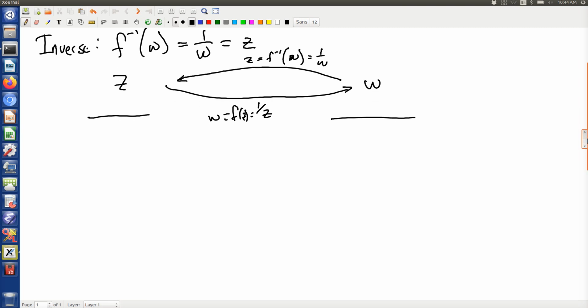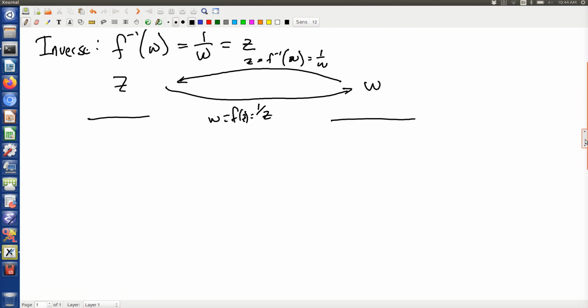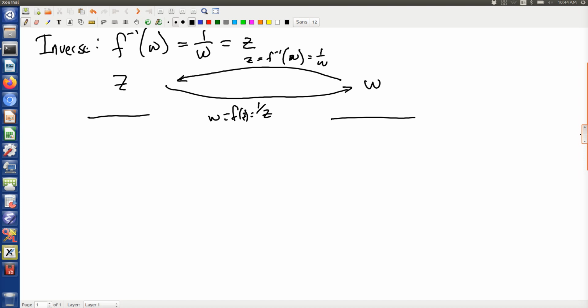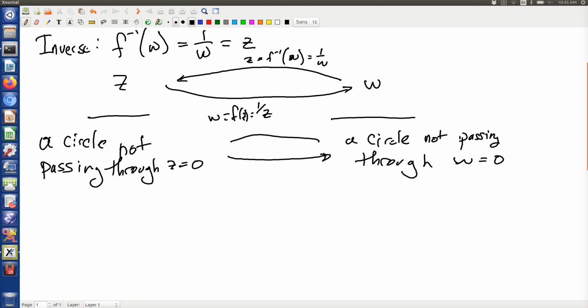Well, first of all, you will notice if z in magnitude is equal to 1, 1 over z also is equal to magnitude of 1. This means that the unit circle gets turned into the unit circle. And that's actually true for any circle that does not intersect the origin. So a circle not passing through the origin gets turned into a circle not passing through the origin. And, of course, the inverse goes the other way.